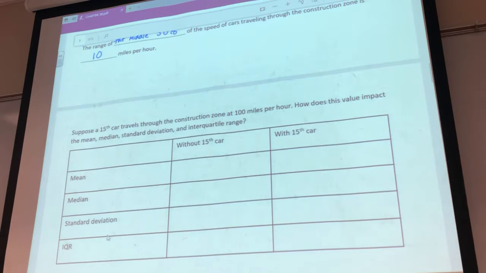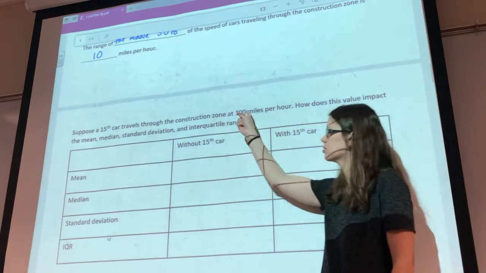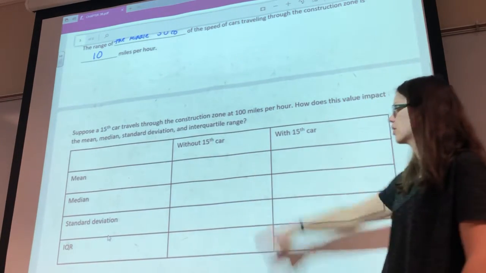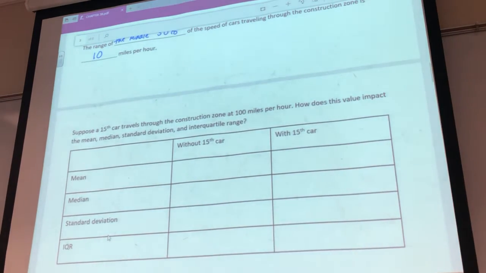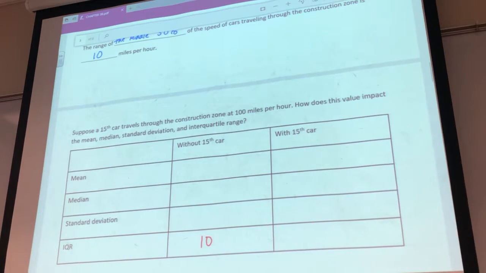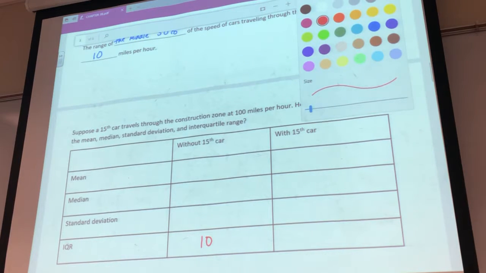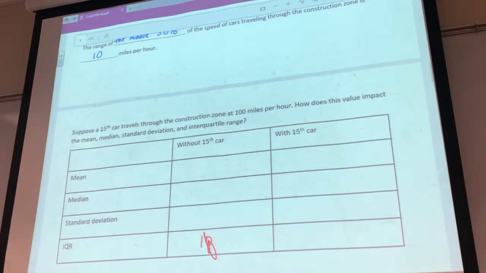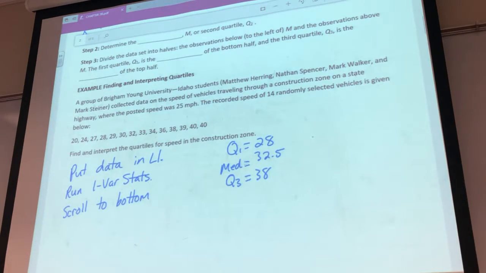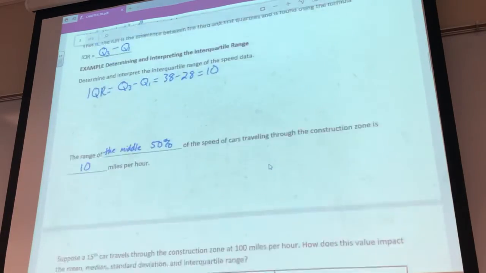So now we're going to look at what happens if we throw in an extreme value. So we've got somebody coming through at 100 miles per hour. That's a lot larger than all of the other ones, but we're going to see how it changes what's going on here. So for this one, we already found the interquartile range was 10. So it's 10, we already found that. The median we found up here was the same thing as the second quartile, that's 32.5.